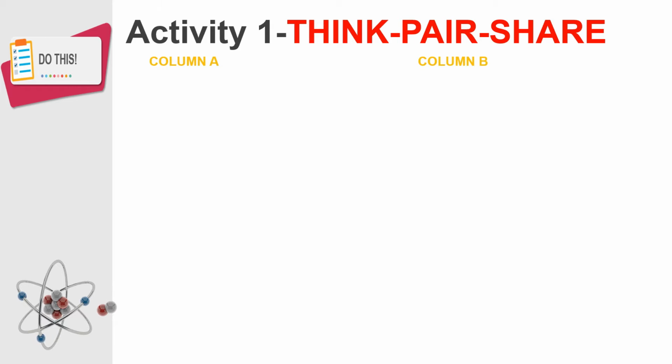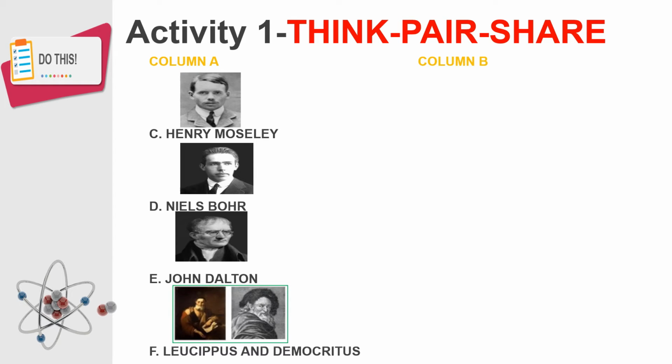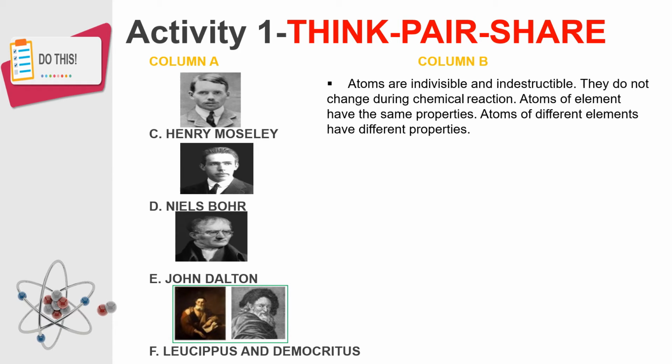We have again column A and column B. For column A, we have the picture of Henry Moseley. Another picture, Niels Bohr. Another picture of John Dalton. And another picture of Leucippus and Democritus. For column B, we have atoms are indivisible and indestructible. They do not change during chemical reaction. Atoms of elements have the same properties. Atoms of different elements have different properties.